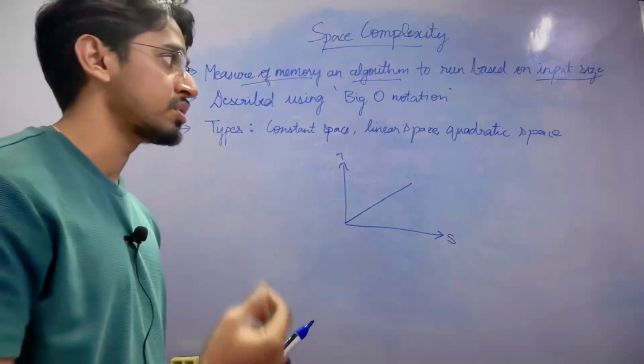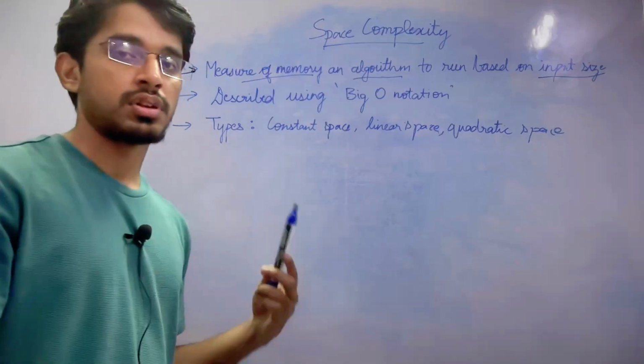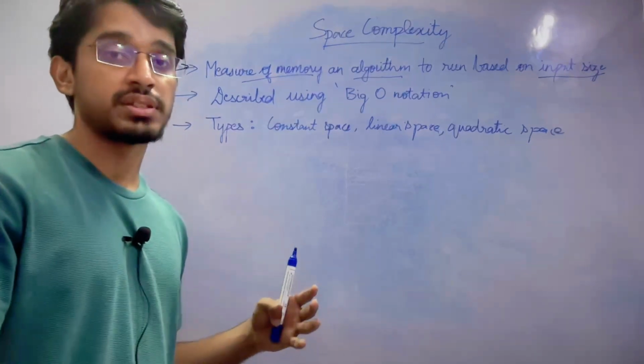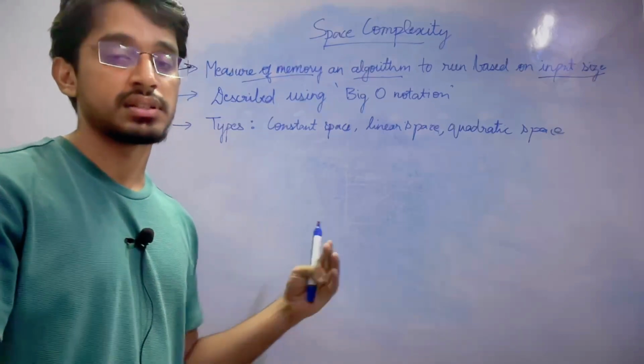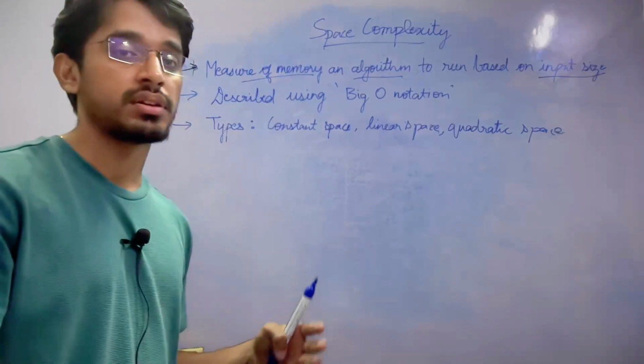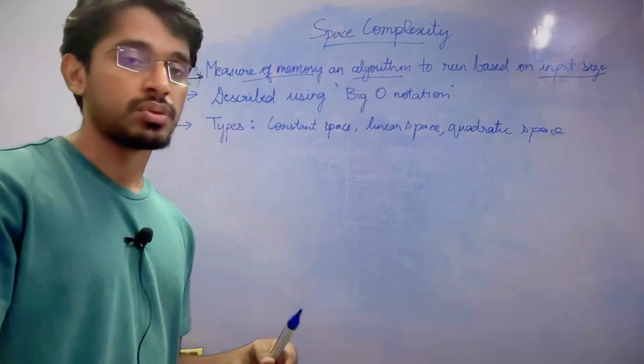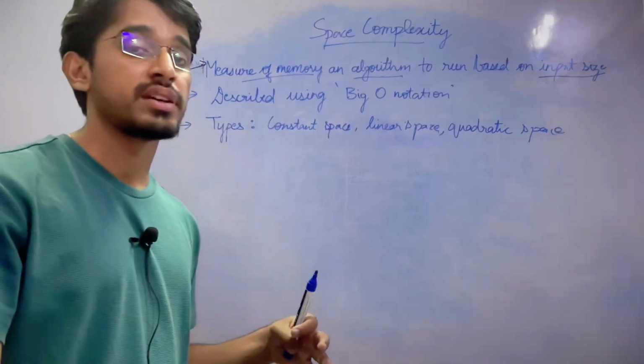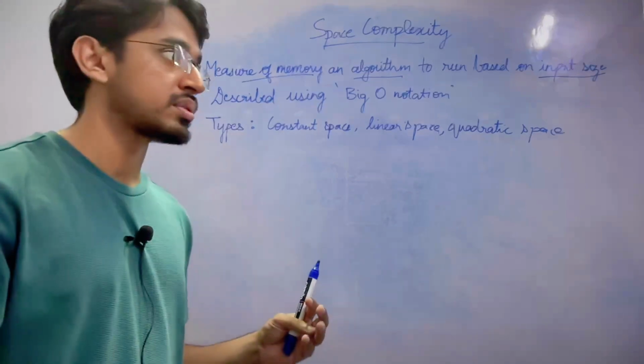Let's see what quadratic space is. In quadratic space, based on the number of inputs, the space consumed, or the space complexity, is the square of that. So if the number of inputs is, let's say, 5, the space complexity is going to be 25. So this is an example.